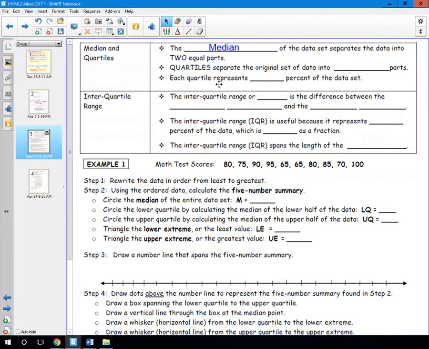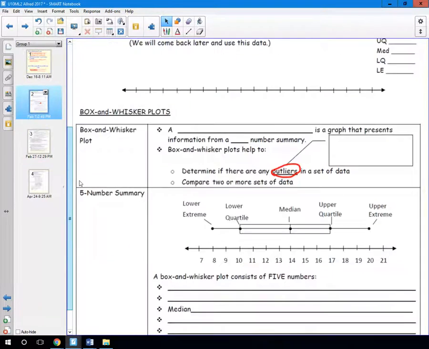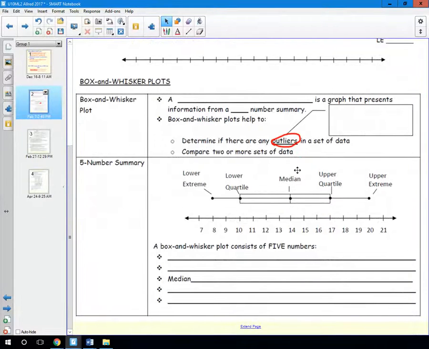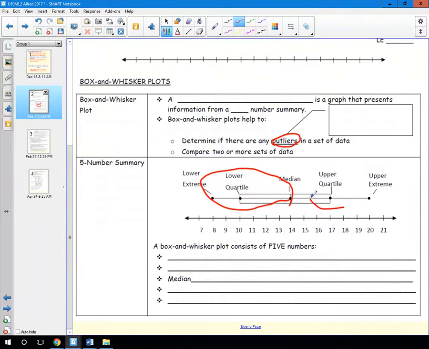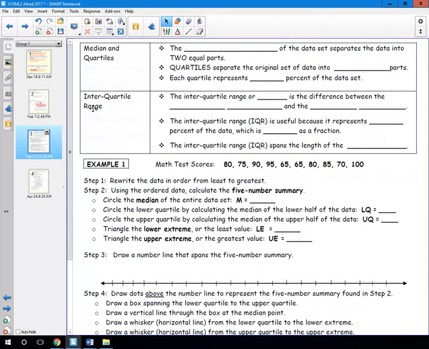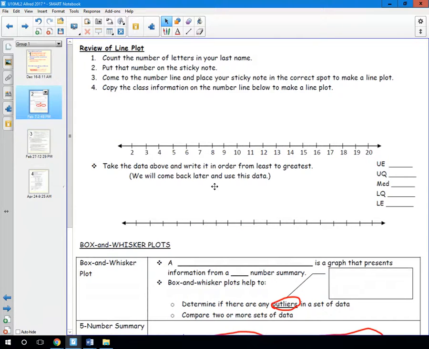Okay, so I want you to picture with me. We have taken a data set and we've separated it into two equal parts. So if we come back over here, we look down here, the median separates into two equal parts. So we've got our lower half, which is here, and then I've got my upper half, which is here. Okay, so then what do you notice that the quartiles do with the lower half? It separates it, and then the upper quartile separates it.